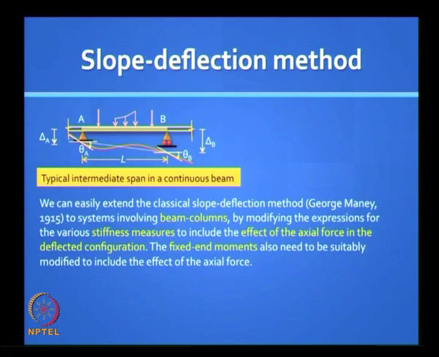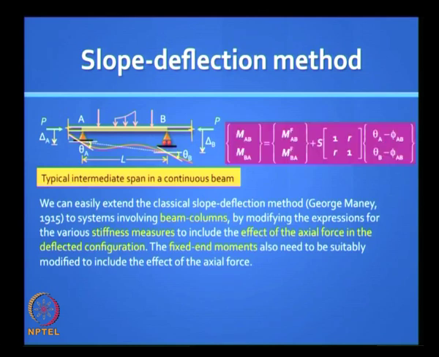So the same slope deflection method we now want to extend from beams to beam columns by modifying the expressions for stiffness. We also need to modify the fixed end force effects. So this is your basic element in slope deflection method. We are now going to apply an axial compression P, and we are going to see how it affects the stiffnesses. What are the conventional stiffnesses? 4 EI by L, 2 EI by L and so on. So this is how it gets affected. It is very simple.